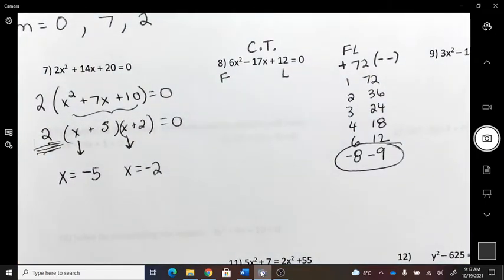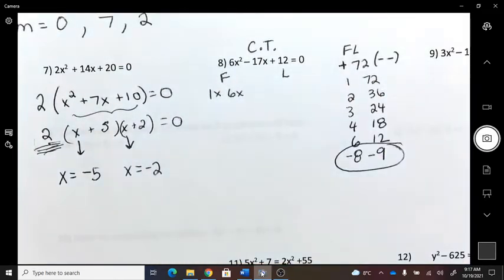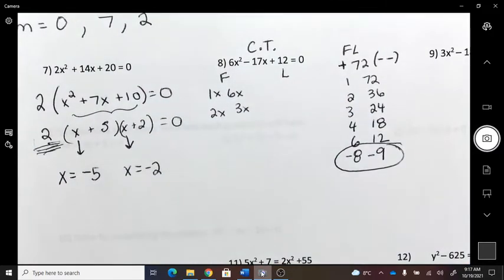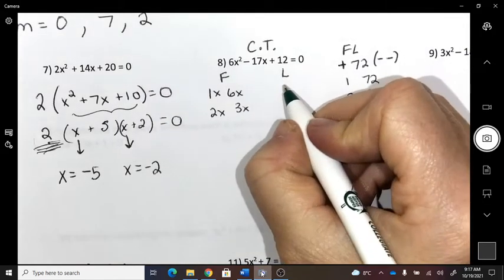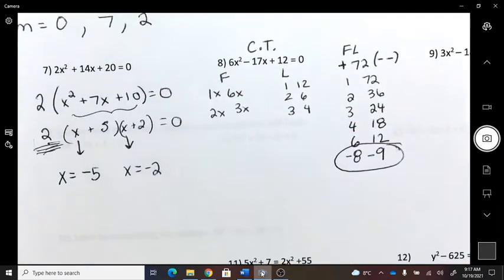So now I go to my F list and my L list, and I start making those. So 1x, 6x. Or I could have done a 2x, 3x. I could do 1 and 12, 2 and 6, or 3 and 4. Okay, so now you go ahead, look for partners. What with what, and your partners have to make an 8 and a 9 when you partner them up.